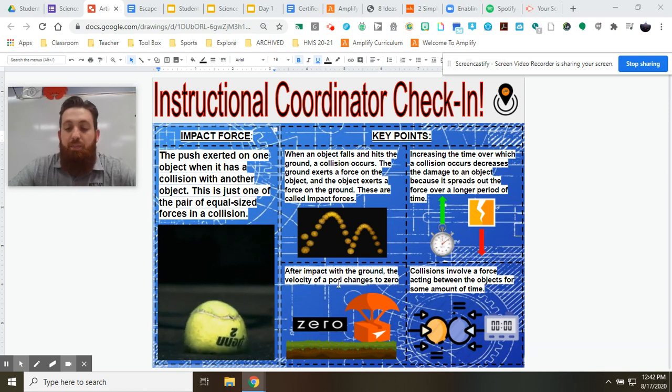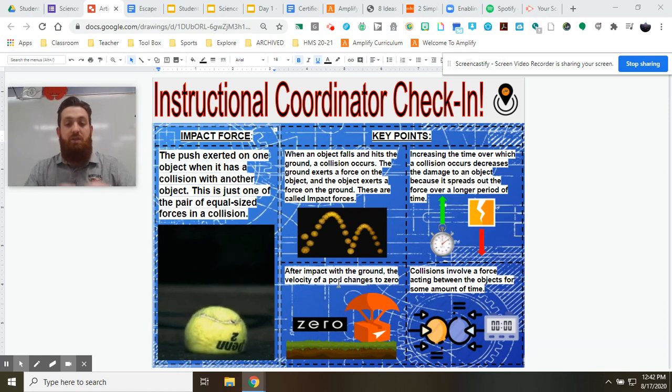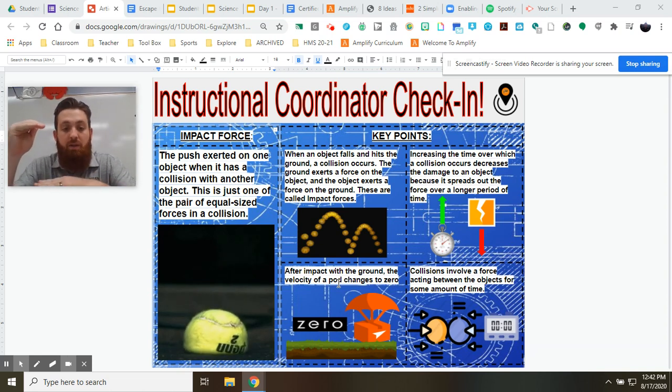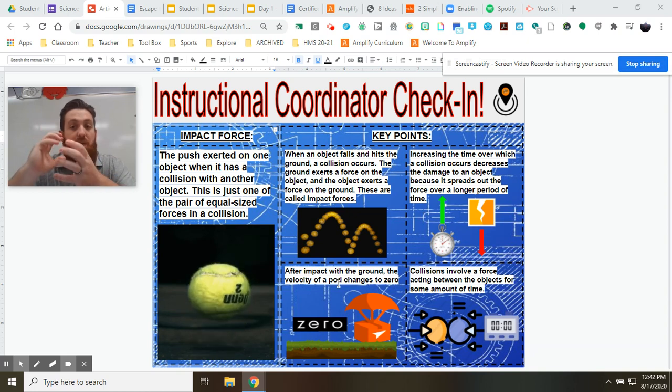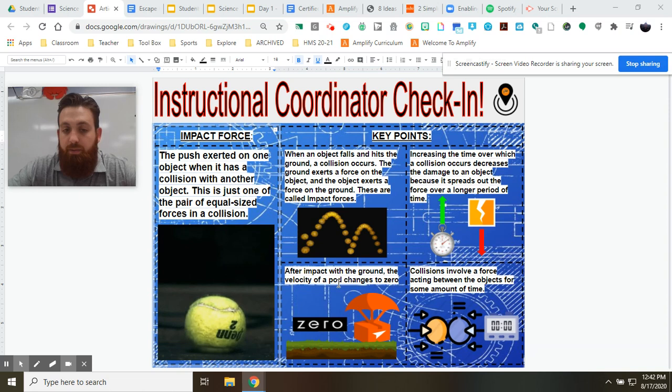The last big key point is collisions involve a force acting between the objects for some amount of time. We know there's going to be some amount of time between the collision of our drop pod and the collision of the ground. And we need to figure out how we're going to manipulate and change the amount of time it takes for that collision to occur.